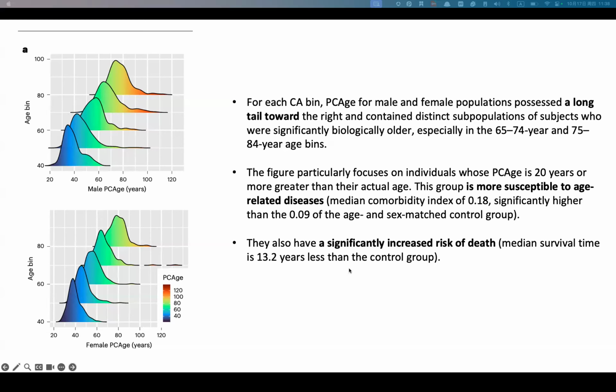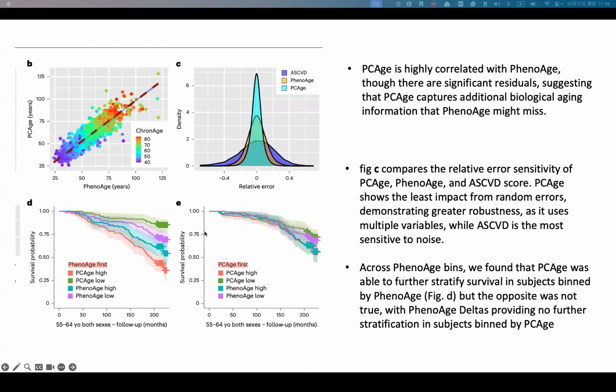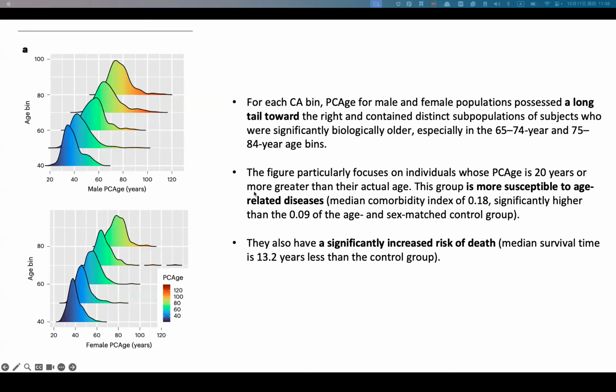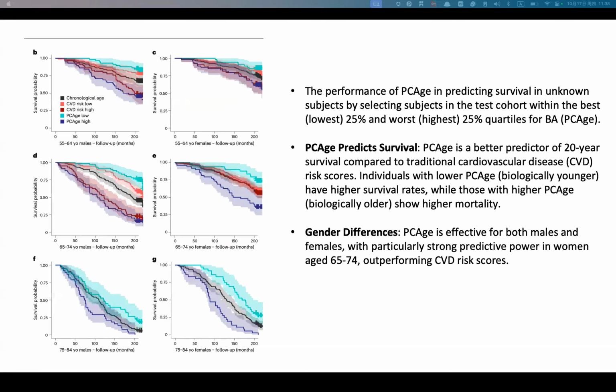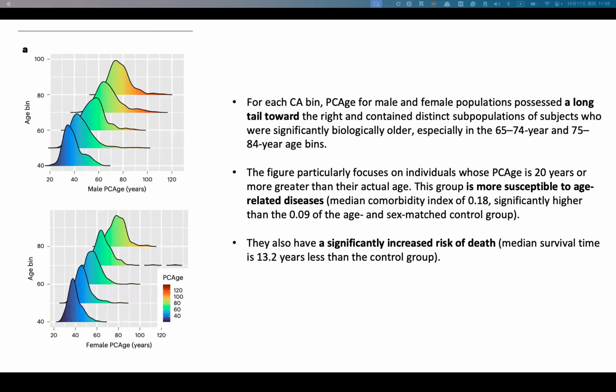What's next? Sorry, in the previous slide, they predicted that PCH, in the next 20 years, they are more probable of getting disease, right? So is there any way to verify their claim? Oh, they have the record of what happened to this guy later.